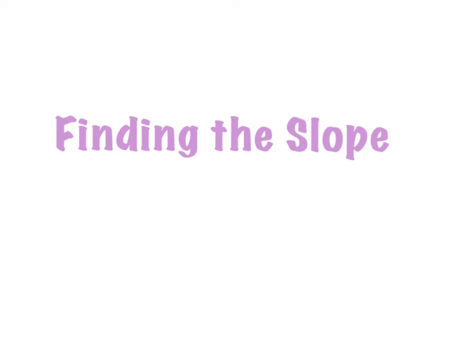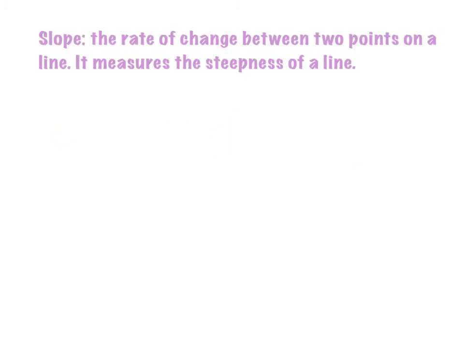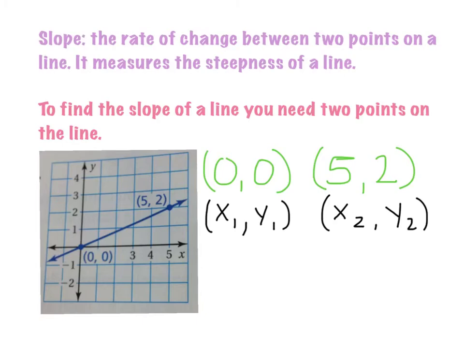Okay, today we're going to talk about finding the slope of a line. Slope is the rate of change between 2 points on a line, and it measures the steepness of the line. To find the slope of a line, you need 2 points.